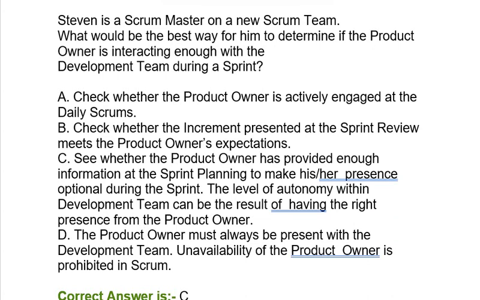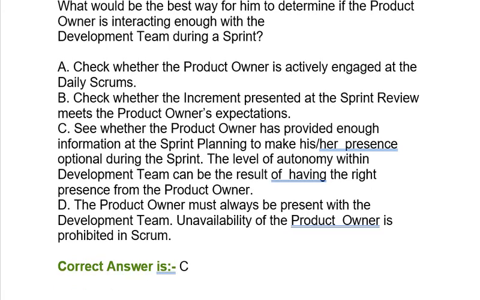Option C, see whether the product owner has provided enough information at the sprint planning to make his or her presence optional during the sprint. The level of autonomy within the development team can be the result of having the right presence from the product owner. Option D, the product owner must always be present with the development team. Unavailability of the product owner is prohibited in Scrum. Correct answer is option C.